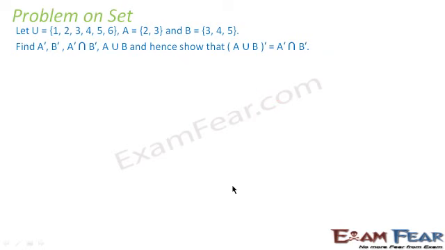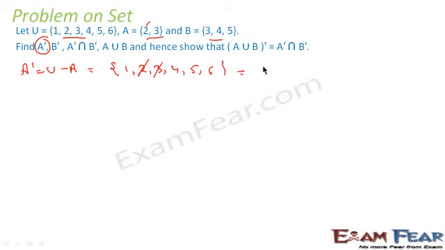Let's solve one problem on sets. We are asked to find first A complement, where U is this, A is this, and B is this. So A complement is nothing but U minus A. Let's jot down all the elements in U first, and from this let's subtract A. A has 2 and 3. Is 2 available here? Yes, cut this. Is 3 available here? Yes, cut this. So this is the final set: 1, 4, 5, 6. This is A complement.